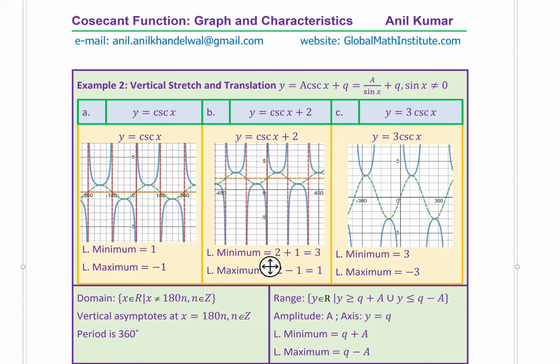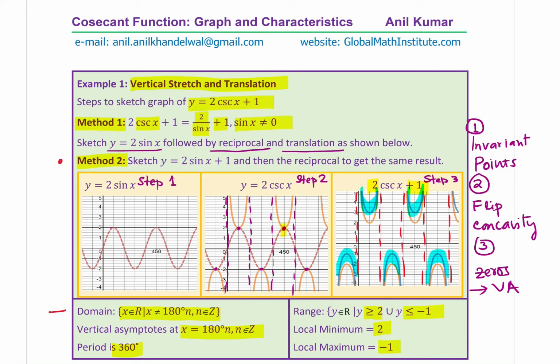Now, let's go to example 2. But before that, let me also discuss method 2. Method 2 here is to sketch completely the function y equals 2 sine x plus 1. Now, this is very important to understand.